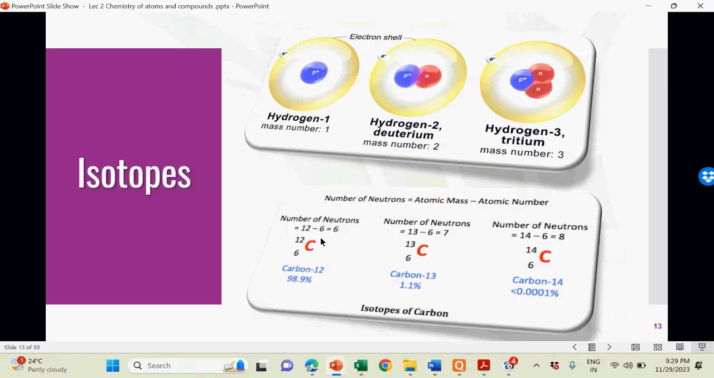when you are talking about the isotopes. So carbon 12 means that it has 12 units in the nucleus, 6 protons and 6 neutrons, while carbon 13 contains 6 protons plus 7 neutrons, and carbon 14 contains 6 protons and 8 neutrons.